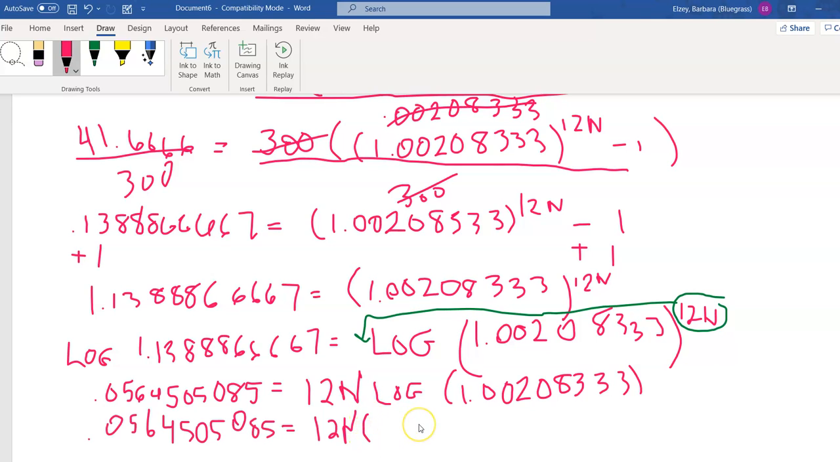And log of that number gives me 9.038, blah, blah, blah, and then it says E minus 4. And what E minus 4 means is take the decimal back to the left 4 places. So if I do that, I'll have 0.00090383755.